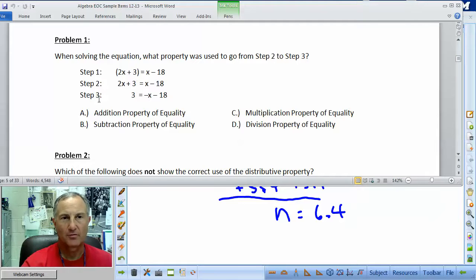Now to go from step 2 to step 3, what looks different? Okay, well, we had a 2x here and it's gone. So they must have taken it to the other side and they subtracted the 2x over, right? Just like we did in some of these earlier problems. You subtract 2x on both sides and 1 minus 2 gives you the negative x. So it's the subtraction property, B. Answer is B.